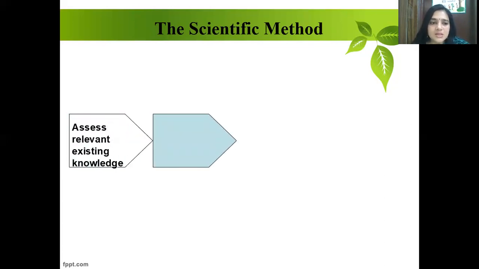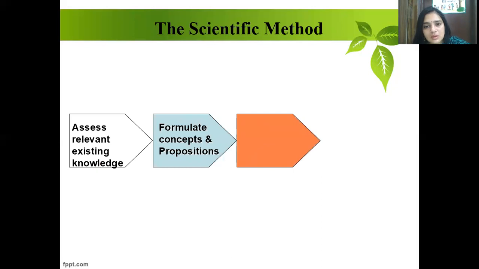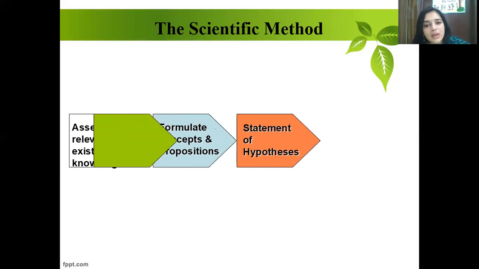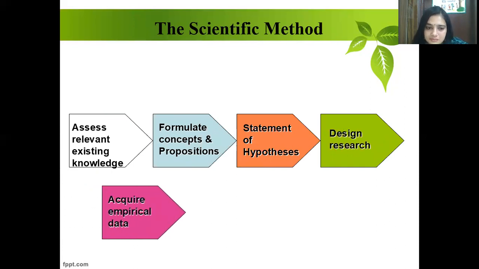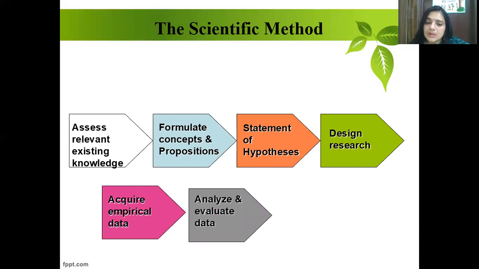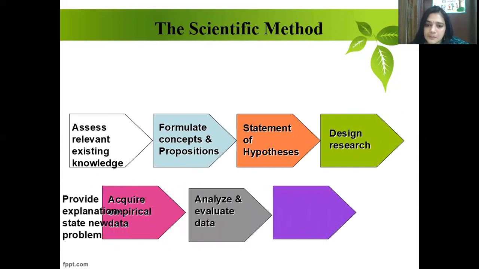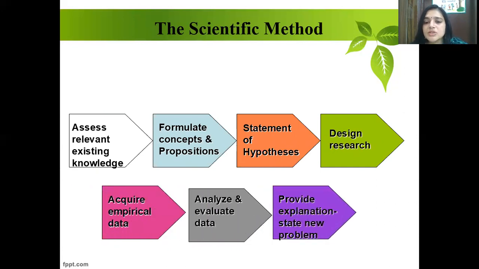Now let's talk about the actual method in scientific theory. First step is to assess relevant existing knowledge. Second is to formulate concepts and propositions. Then statement of hypothesis, design research, acquire empirical data, analyze and evaluate data, provide explanation, or basically state the new problem.